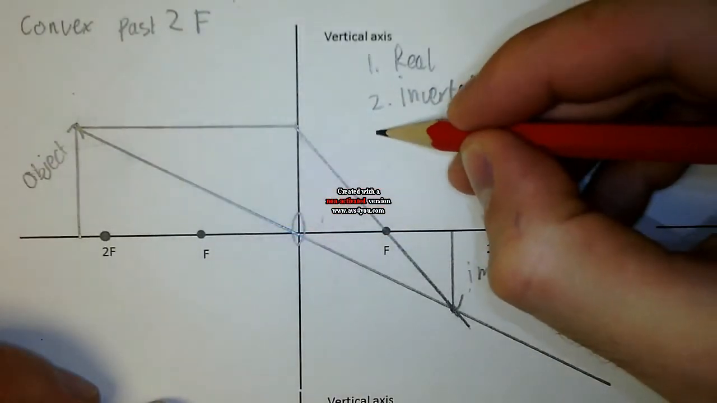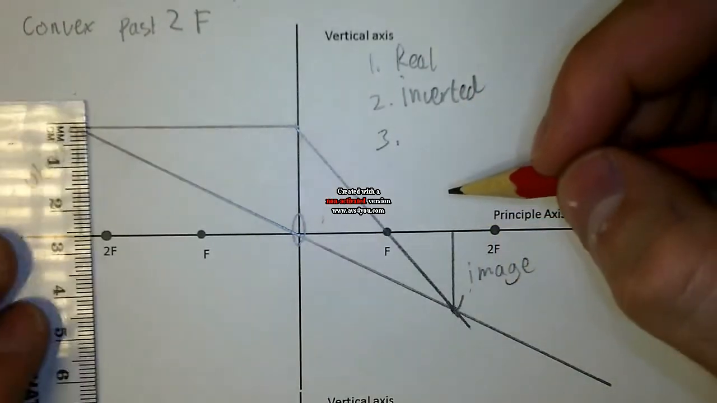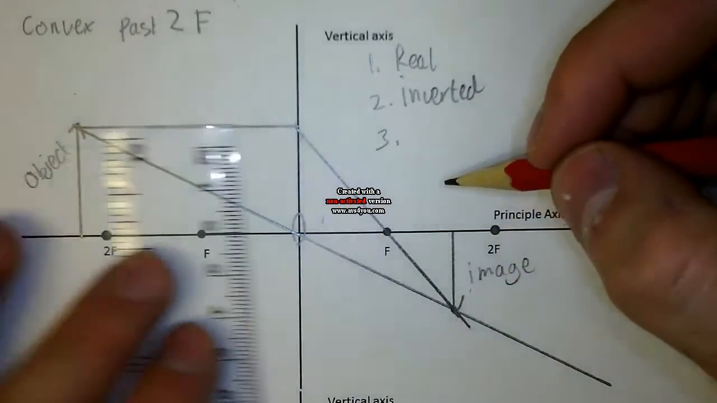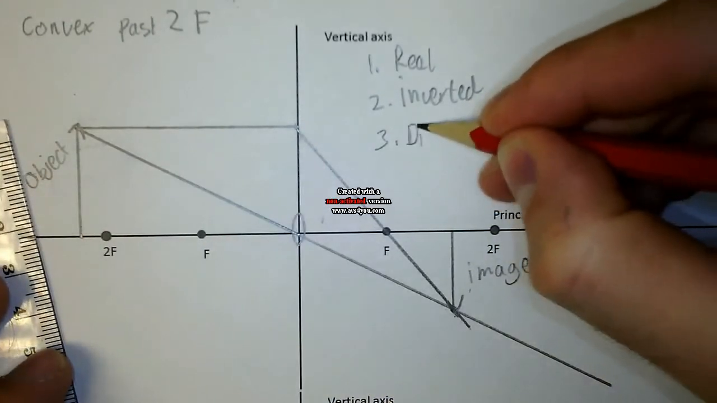And number 3, is it magnified or is it diminished? Okay, so let's measure them just to check. This one was 2.5, and this one is 2 centimeters, so it is diminished.